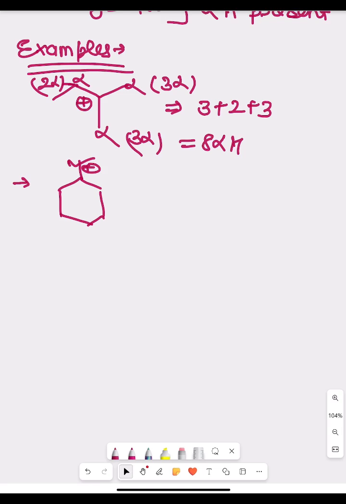Here is your plus charge. Now tell me how many alpha carbons are there. This is your alpha carbon, this is your alpha carbon, this is your alpha carbon. Here 3, here 3, here is 1. 7 alpha H.